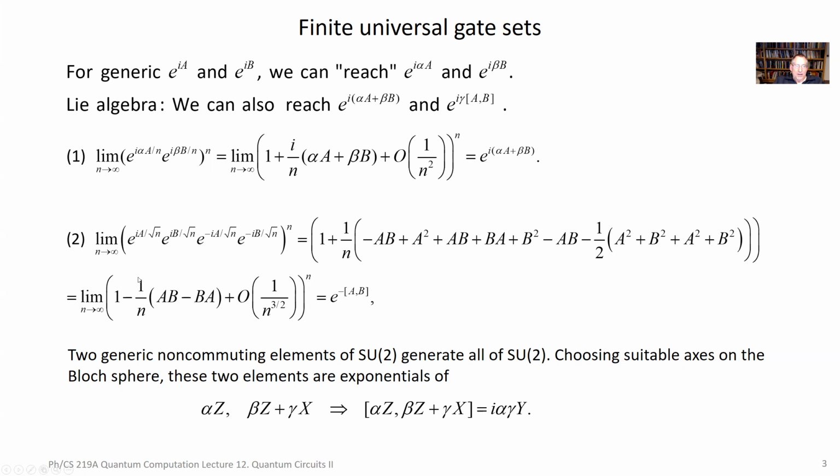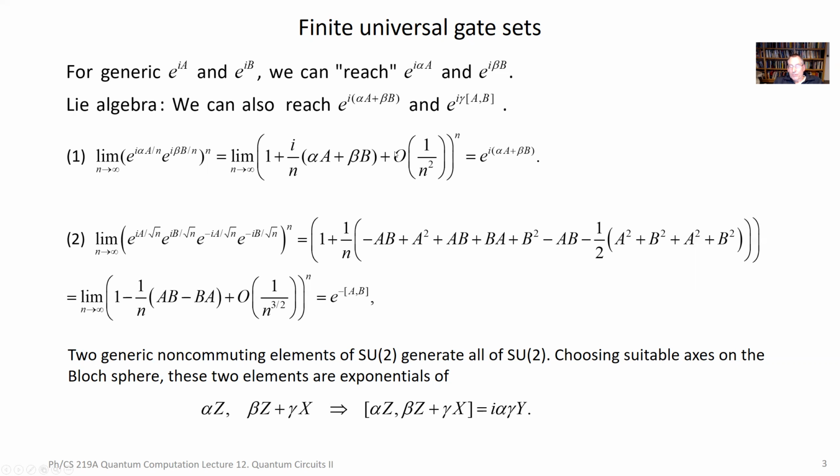From those, I construct a circuit in which I alternate e to the iA over square root of n, e to the iB over square root of n, e to the minus iA over square root of n, e to the minus iB over square root of n. If I can get positive multiples of A, I can get negative ones too. And then I take that and I just repeat it n times. So I'm taking the nth power of this product of four unitaries. Now I consider n to be very large, so I can do my power series expansion.